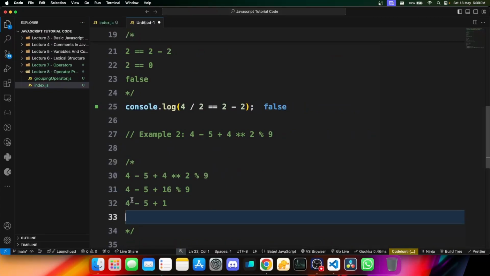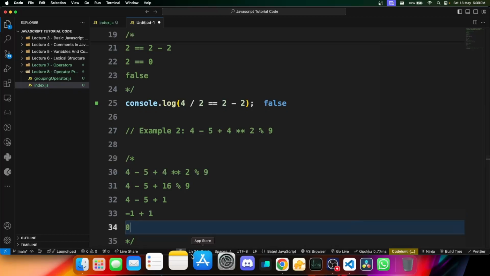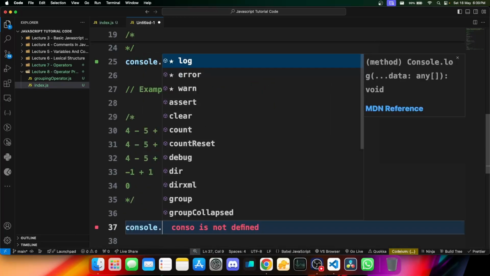So let's see what we can do. We can start from the left. The left side is basically 4 minus 5, which would give you -1. Okay. And then +1, that would give you 0. So the answer should be 0. Let's try to see. So I'm just going to copy this, and then I'm just going to paste it over here.